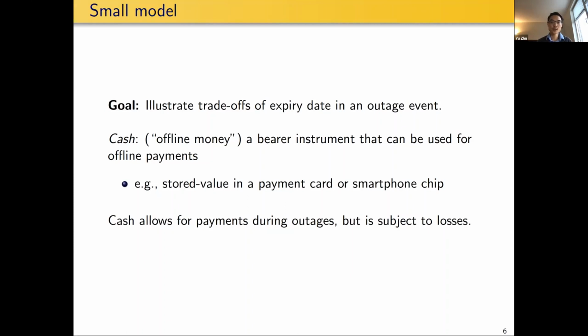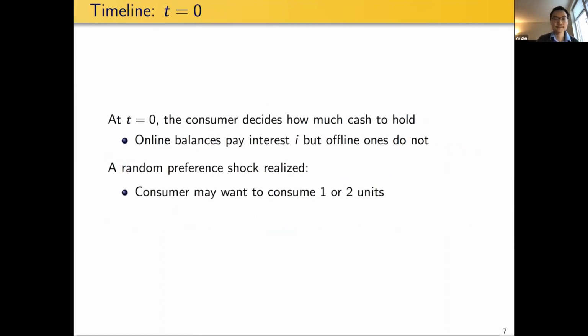In case there is an outage that disrupts the network. So when I say cash during the talk, I really mean some offline balances that can be used for transactions without internet. It can be stored value in a payment card or a smartphone chip. As I said, this allows for payments during outages, but is subject to losses.